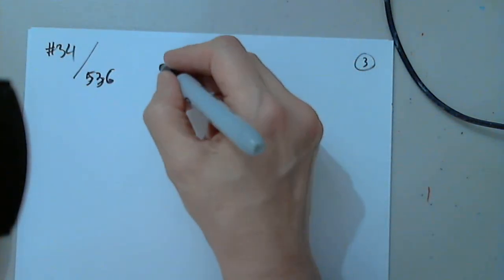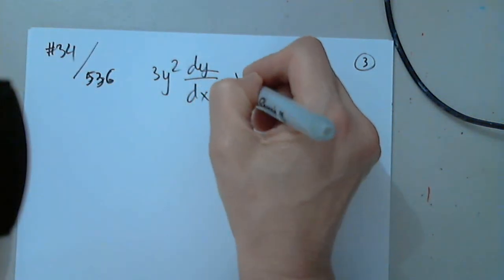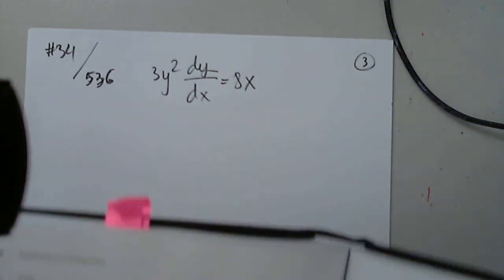So 34 on page 536. Okay, so this is 3y squared dy over dx equals 8x. Is this okay? Would you like to pick something else? I mean, I can open my lab math and we can choose from there, or is this what you had in mind? Manny, is this okay? Yes, we can work with that. Thank you. Okay, so you can open it here and you can choose anything else.